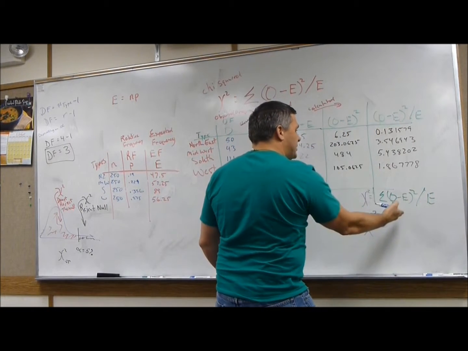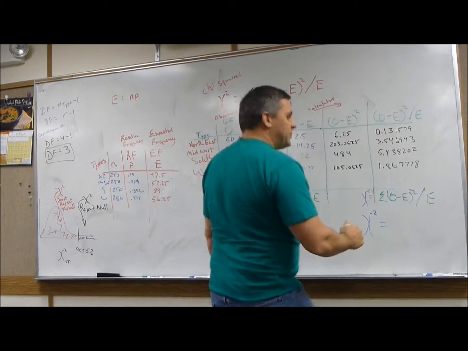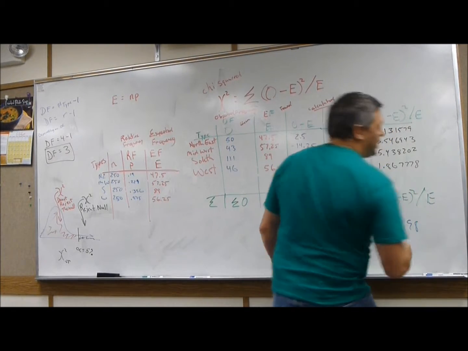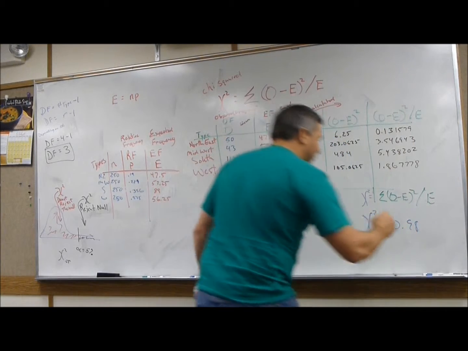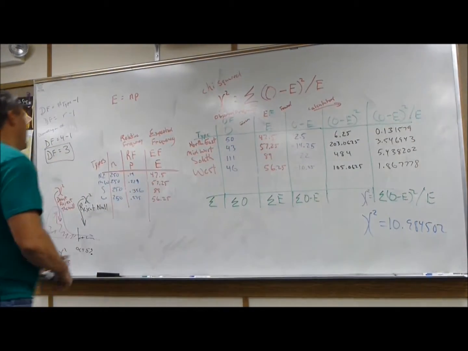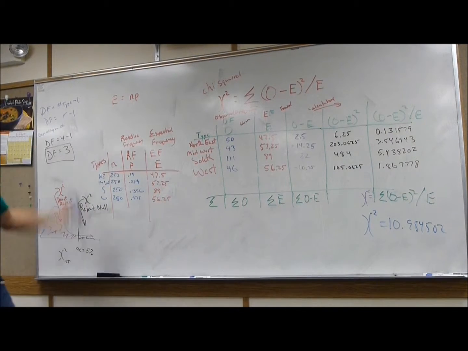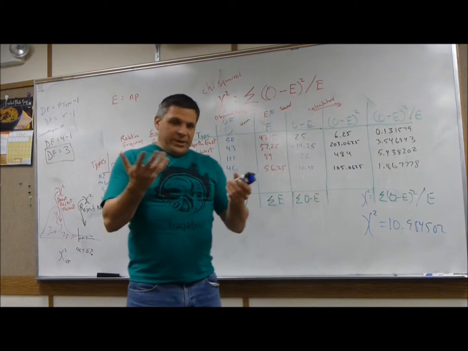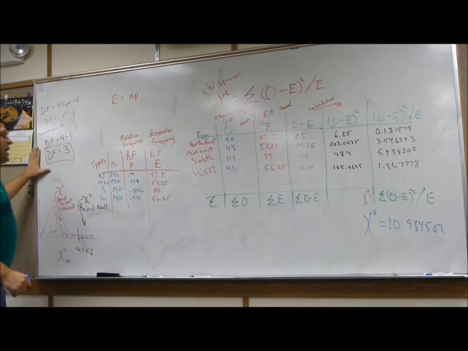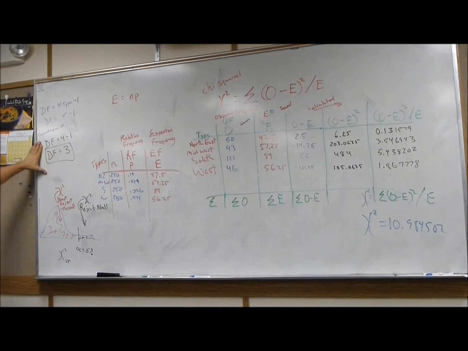I just add these up, and I found it to be 10.984502. Well, we don't know anything about the chi-square until we look at how many times it's come up. So what is our DF?